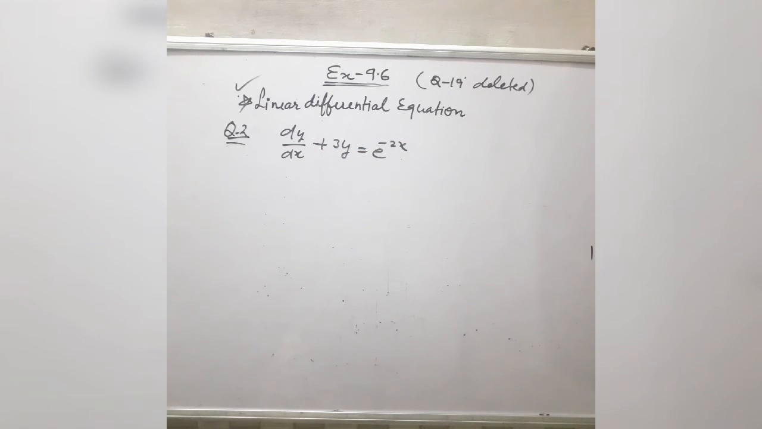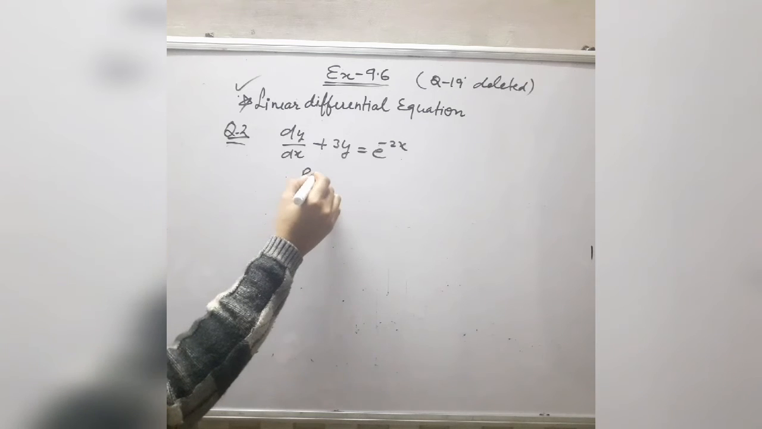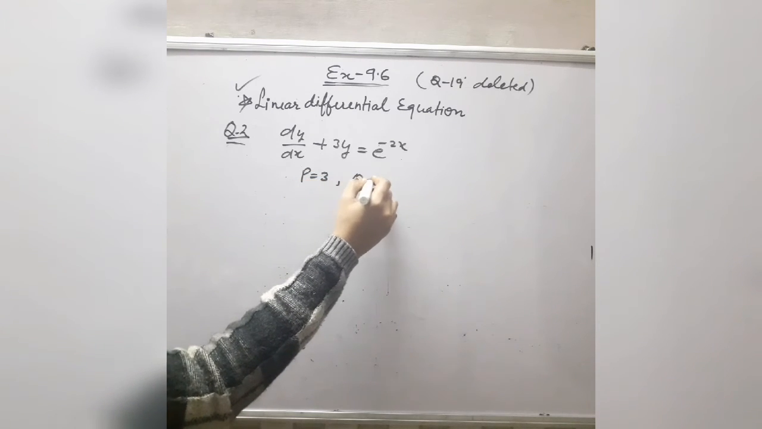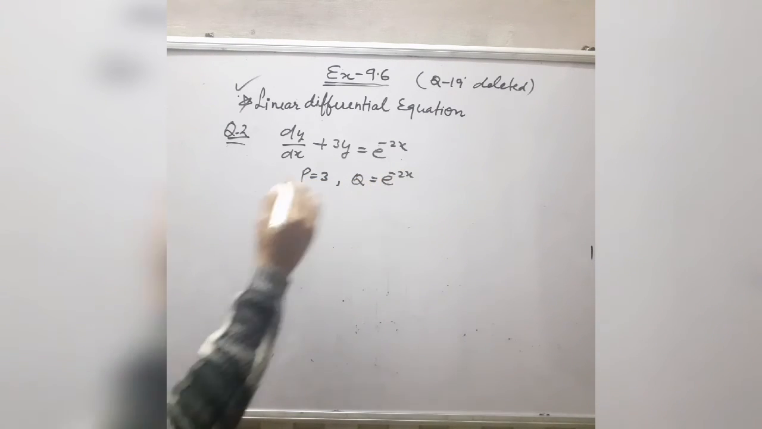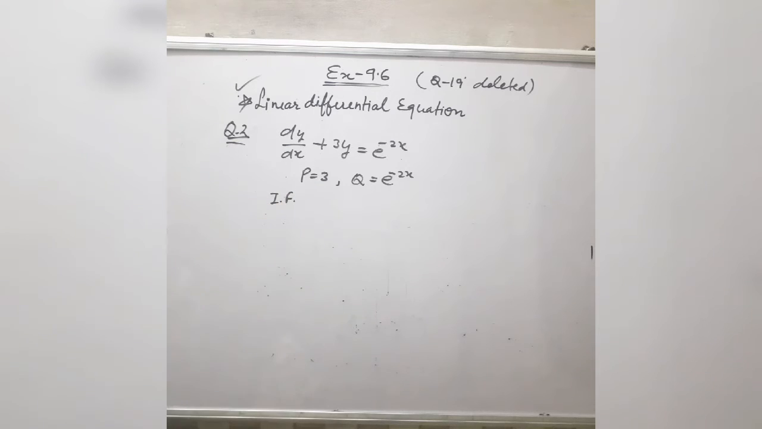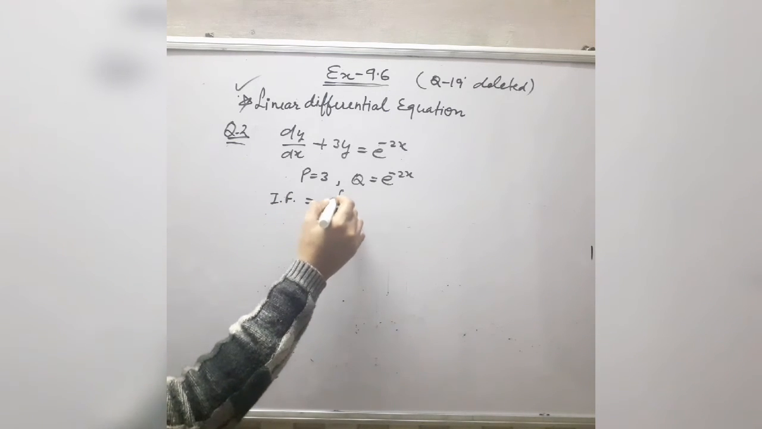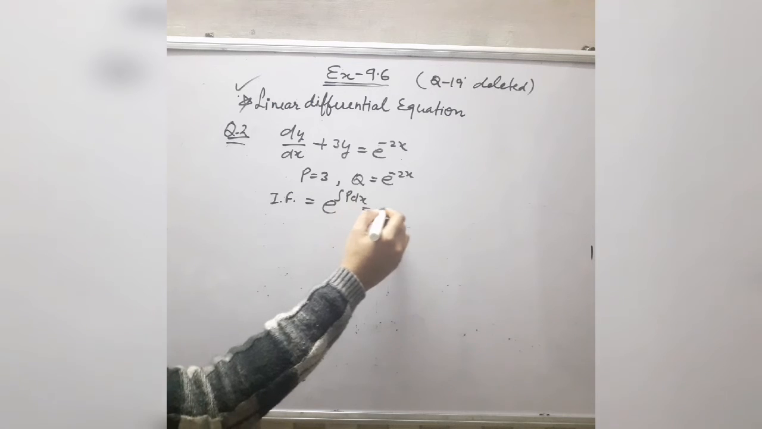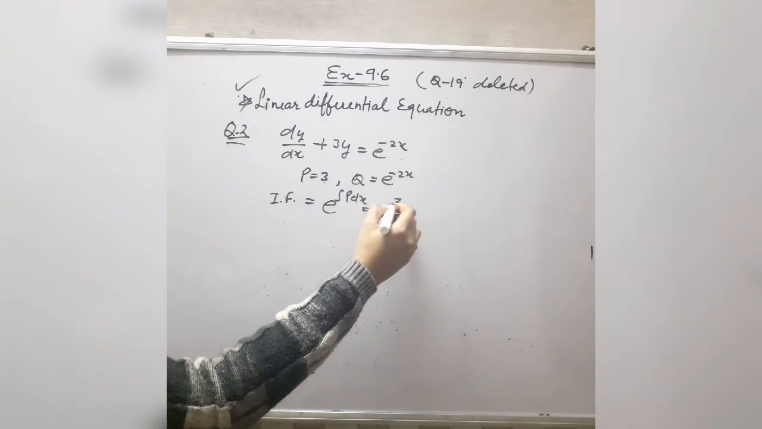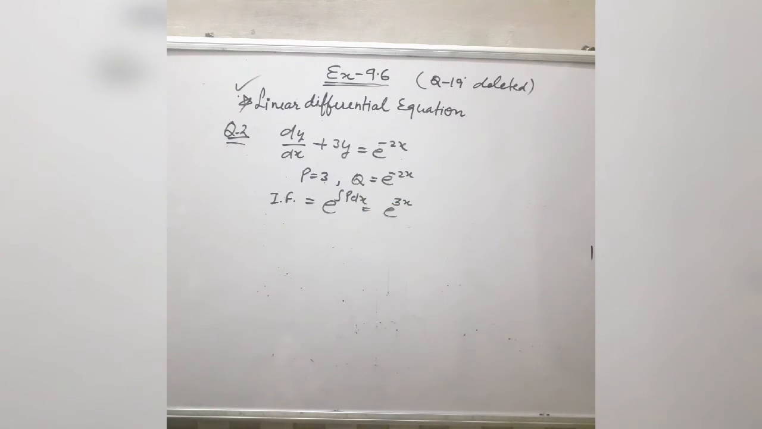So what is the value of p in this case? P is equal to 3, and what is q? Q is equal to e raised to power minus 2x. So firstly we will find out the integrating factor. Integrating factor is e raised to power integration of p with respect to x. So p is here the constant term 3, so integration of 3 with respect to x is 3x. So integrating factor is e raised to power 3x.